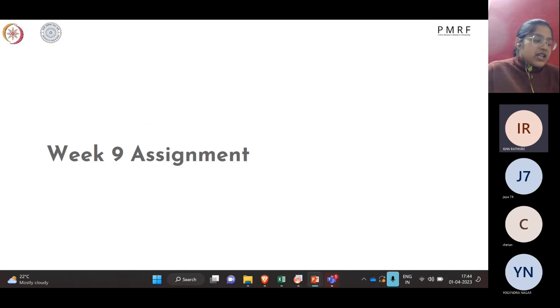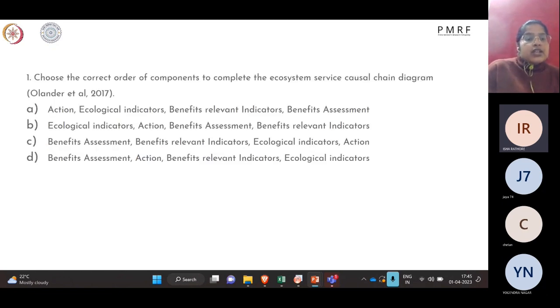Okay, so moving on to the week 9 assignment. Because the deadline for the assignment has passed, we are going to discuss the questions and answers to the assignment questions. So we have: choose the correct order of components to complete the ecosystem service causal chain diagram as per Landers 2017. We have action, ecological indicators, benefits relevant indicators, and benefits assessment. So what is the chain?